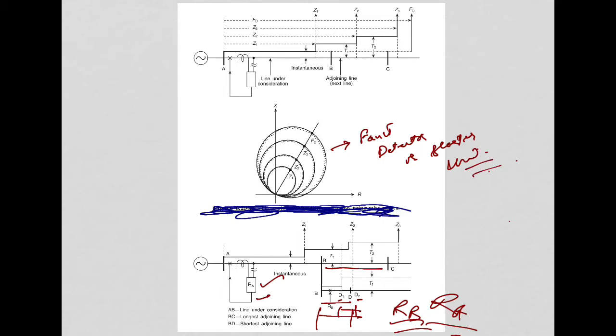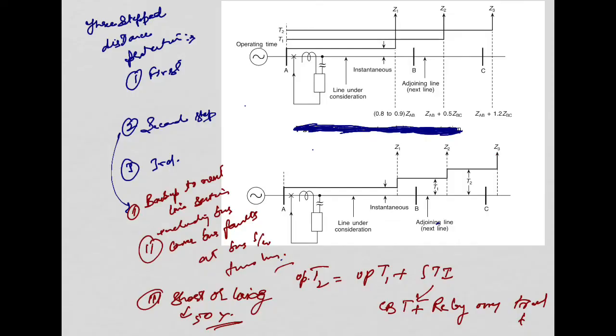Now the three-step distance protection we have seen here. There is an additional distance measuring unit whose reach is beyond the reach of the third unit, and the operating time of this unit is instantaneous, and the unit is known as the fault detector or the starter unit.